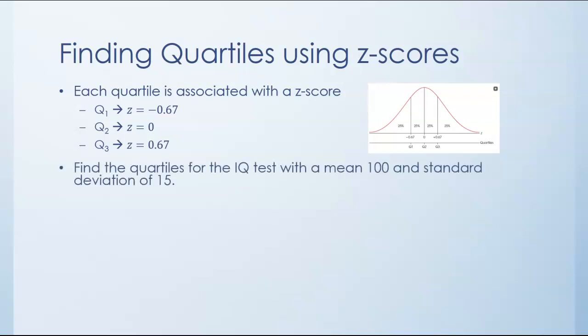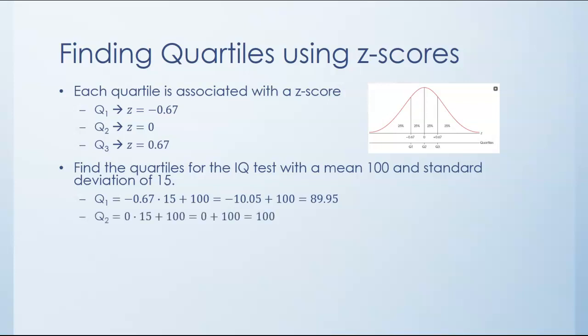So then, if we want to find the quartiles for the IQ test, where we know that the mean is 100 and the standard deviation is 15, we're just going to do the exact same thing we did on the previous problem. So for Q1, it would be negative 0.67 times 15 plus 100. So we would get negative 10.05 plus 100. So 89.95 is the first quartile for the IQ test.